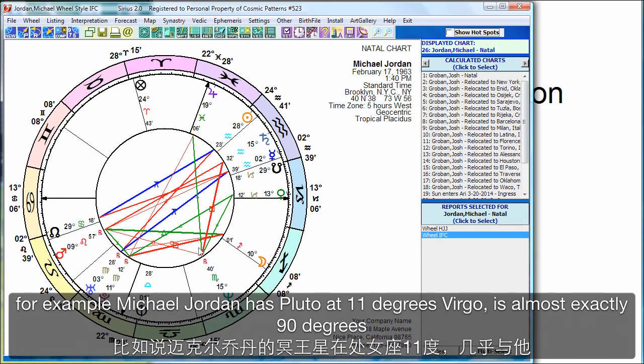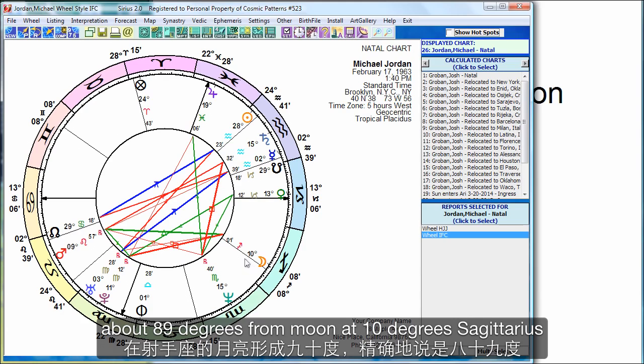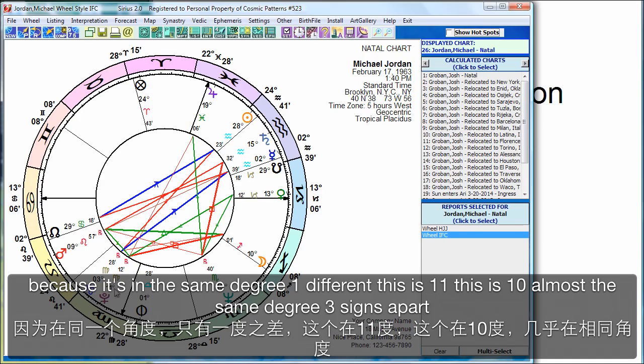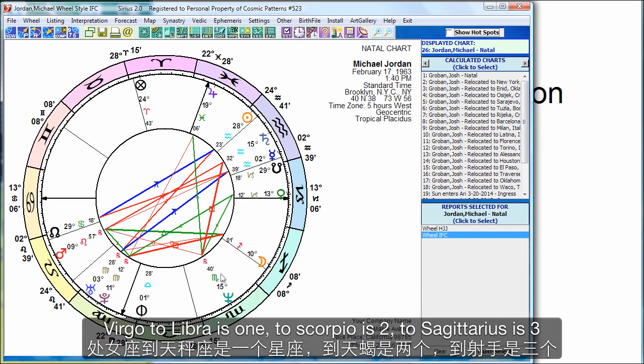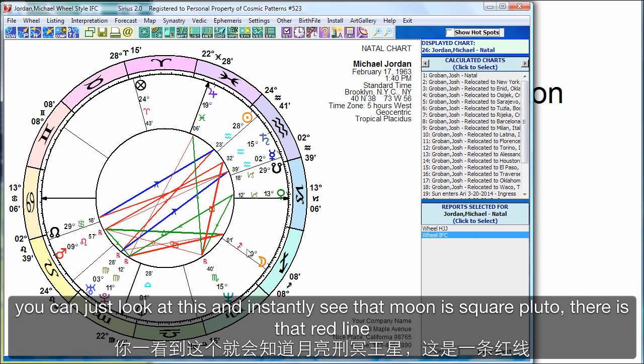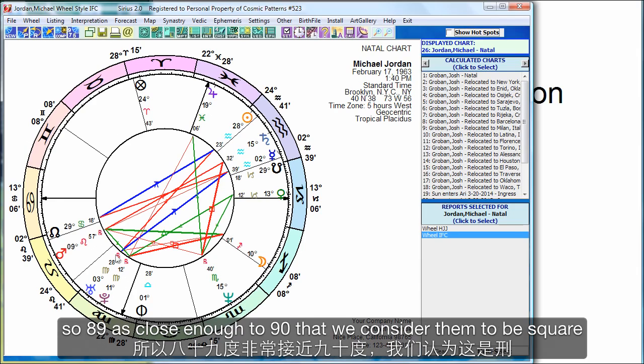For example, Michael Jordan has Pluto at 11 degrees Virgo, almost exactly 90 degrees, about 89 degrees from Moon at 10 degrees Sagittarius. How did I know it was 89 degrees? Because it's in the same degree, one different. This is 11, this is 10, almost the same degree, three signs apart. Virgo to Libra is 1, to Scorpio is 2, to Sagittarius is 3. And if you look at astrology charts for many, many months and years, you can just look at this and instantly see that moon is square Pluto, and there's that red line with a little square. Square means 90 degrees. So 89 is close enough to 90 that we consider them to be square.